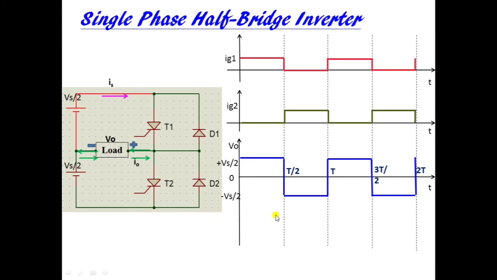This is the time period from 0 to T by 2, so it is taken as T by 2. For the full cycle, the time period is T. So from 0 to T, this is your total time period T. By varying this time period, we can also vary the frequency of this output voltage waveform.